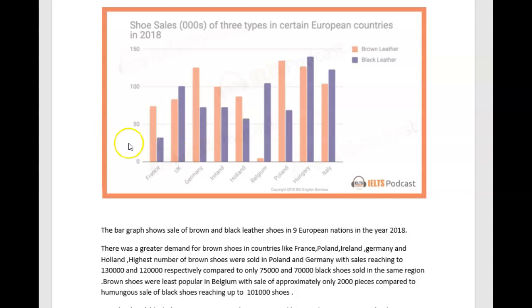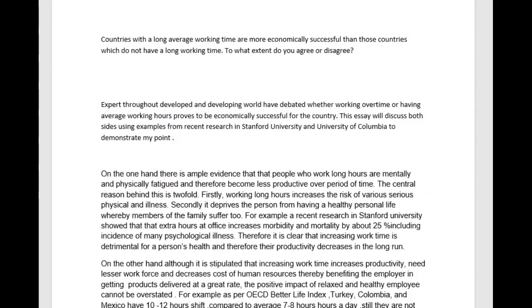And then you could do the same thing. You could say that only France had under 50,000. And then you can, again, group the other countries the way I did before. So that's another way of doing this. Okay, so let's move on to your next task. All right, so let's look at your task 2 now.